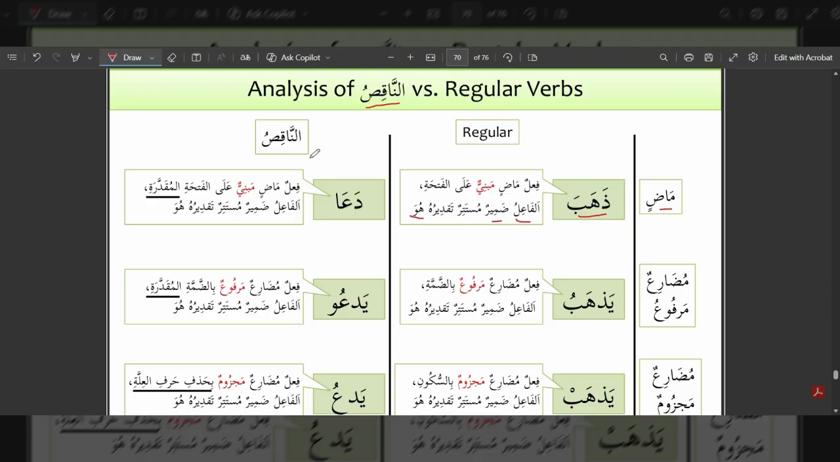Then when we take the naqis verb, we have da'a, which means he called. So here again we have fi'alul madi, that is past tense, mabniyun ala al-fathati al-muqaddarati. That means it's indeclinable on the fatha that is hidden, because you can see that the last letter here does not have a fatha because it's an alif. It cannot have a fatha. So it is a hidden fatha, and the fa'il, that is the doer of this verb, is again an attached pronoun, and it is a hidden attached pronoun in the form of huwa, which is he.